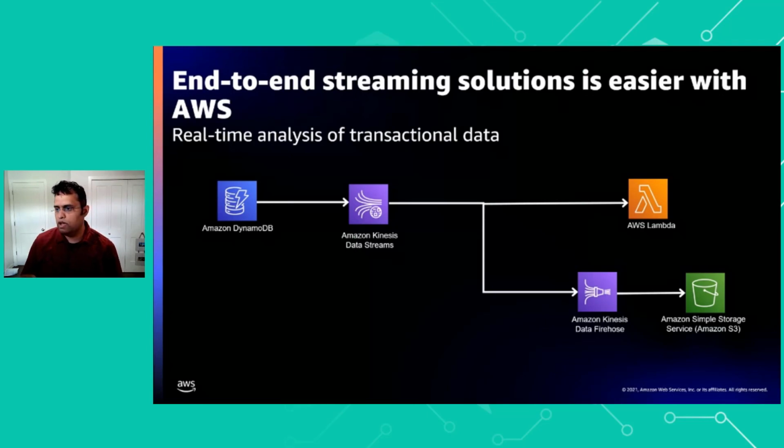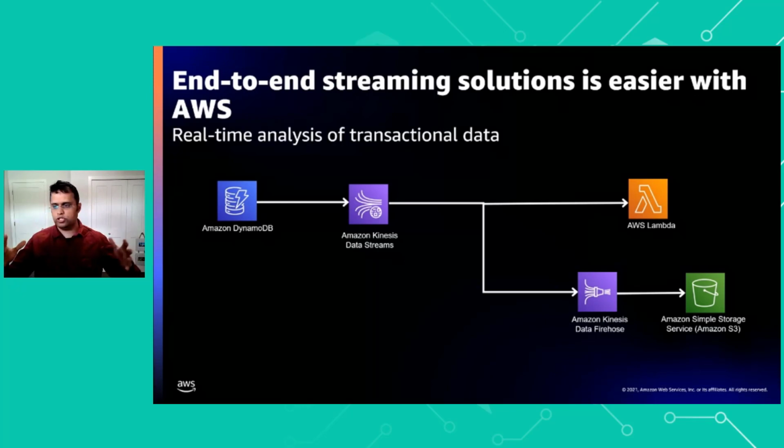Now doing that with AWS streaming services is much easier. Let's just take that example. Say all my data is captured in DynamoDB. With a simple configuration, I can now stream all the changes to my data to a Kinesis Data Stream. And because it's going to run in on-demand mode, I don't have to worry about managing capacity.